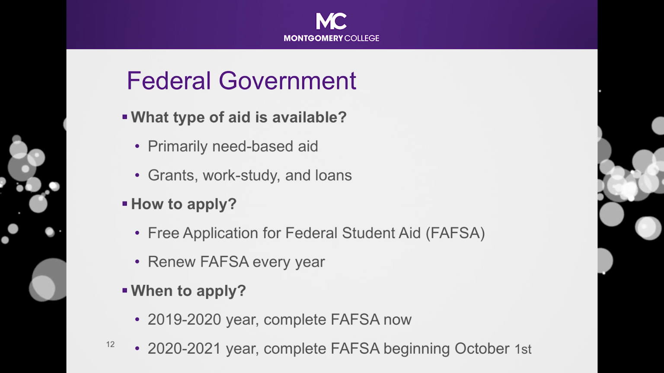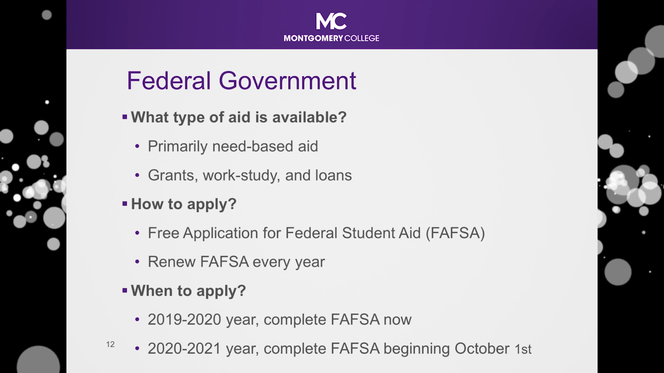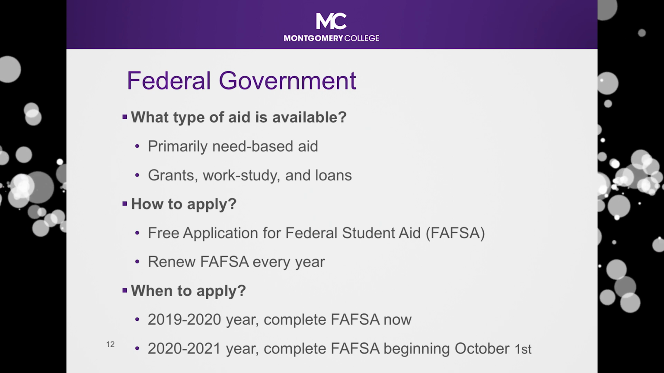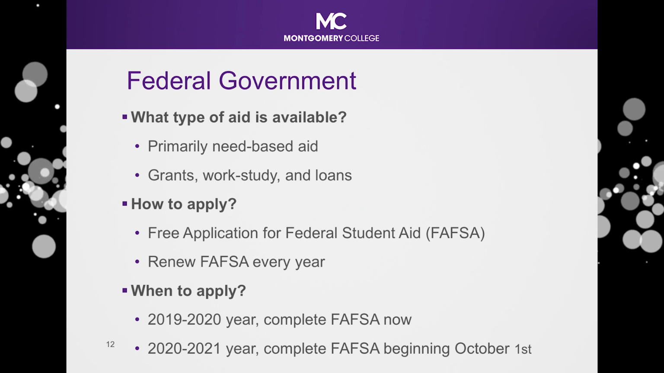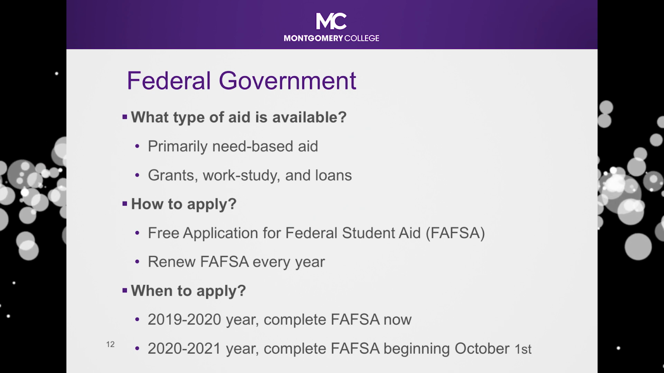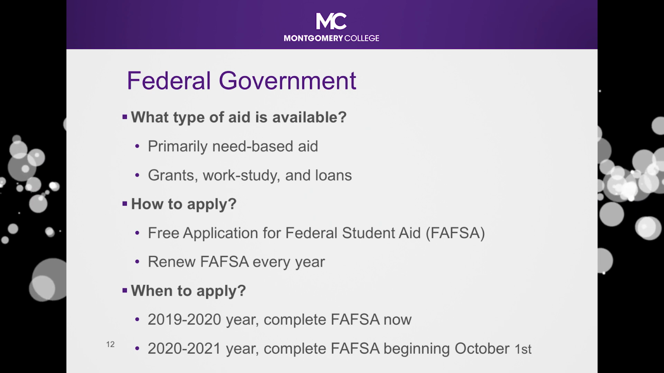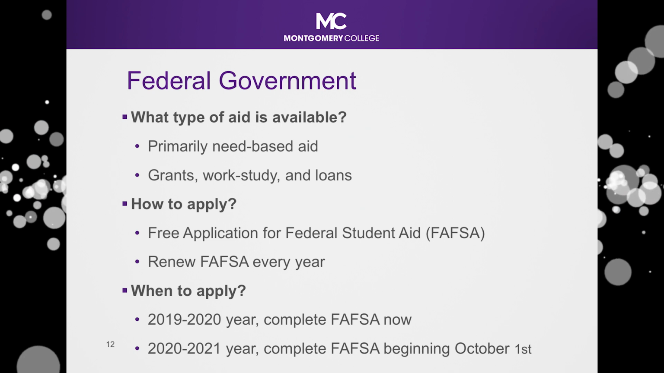Okay, what type of aid is available from the federal government? In most cases, you're talking about your need-based aid, grants, work-study, and loans. But some of the loans are not need-based. How do you apply for federal aid? That's the FAFSA again, the Free Application for Federal Student Aid. You need to do it every year.